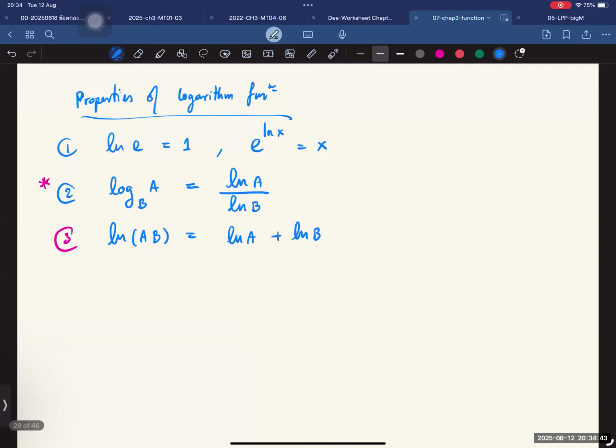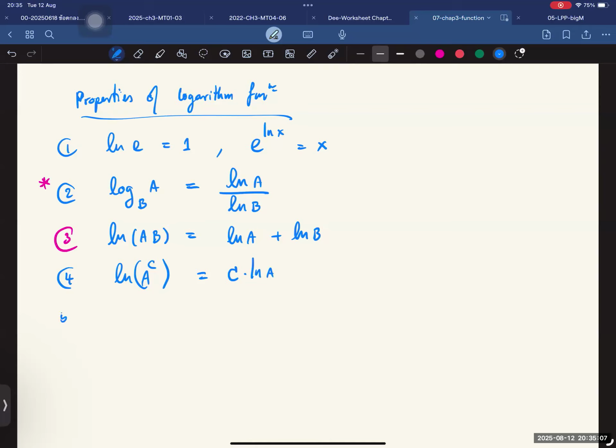All right, that's number 3. The log of a times b. This is the same as log of a plus log of b. And another one, log of a to the power of c. You can pull out the c as the coefficient times the natural log of a.